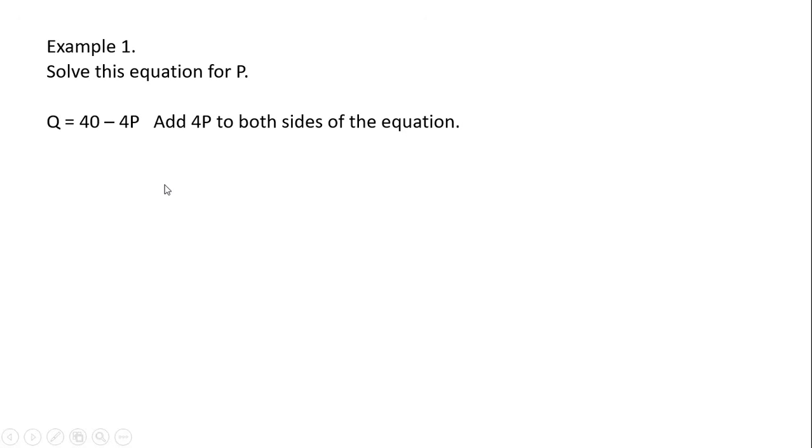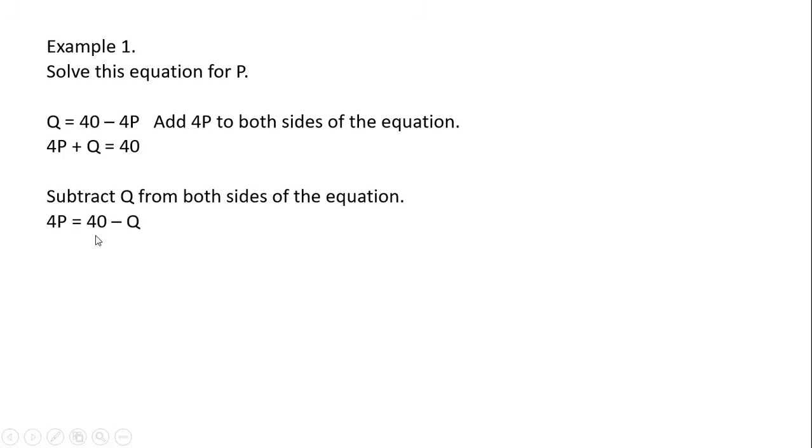isolate the p term. So what I'm going to do here is add 4p to both sides of the equation. So if we add 4p to both sides, on the left-hand side, we're going to now have 4p. And what about on the right-hand side? Well, minus 4p plus 4p will cancel on the right-hand side. So we now have this. The next thing I'll do is subtract q from both sides of the equation. I want to get rid of q here, so I'm going to subtract q from the left-hand side. And if I'm subtracting q from the left-hand side, I have to do it to the right-hand side.